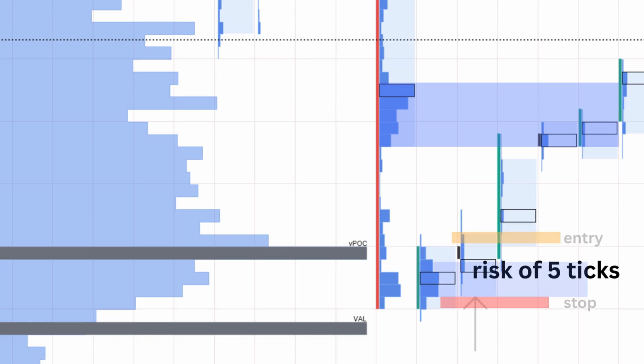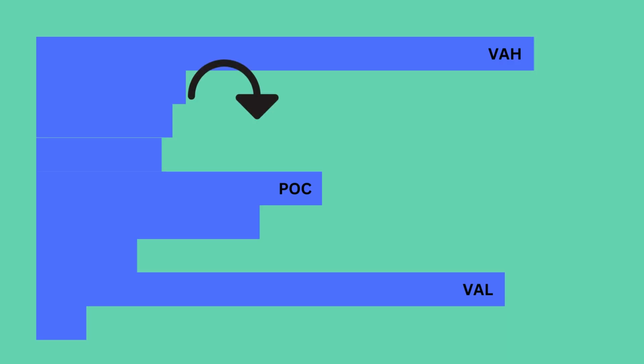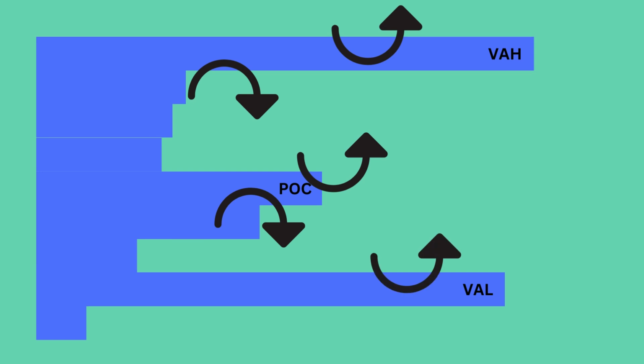This doesn't have to be your full position target. You can use this to trim your position and then trail your stop, for example, but it's important to be realistic when setting your targets, especially if you are scalping. So you can use the value area high, the value area low, and the point of control as support and resistance and as targets for your trades.